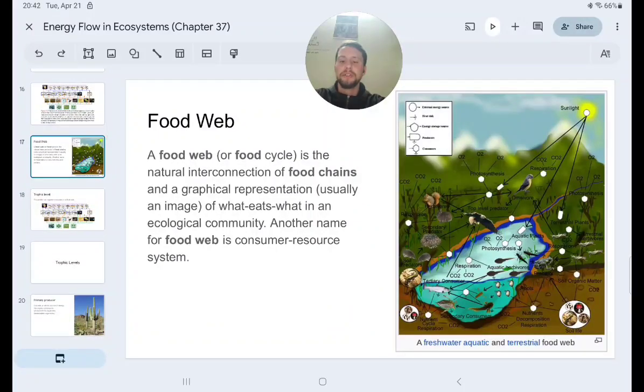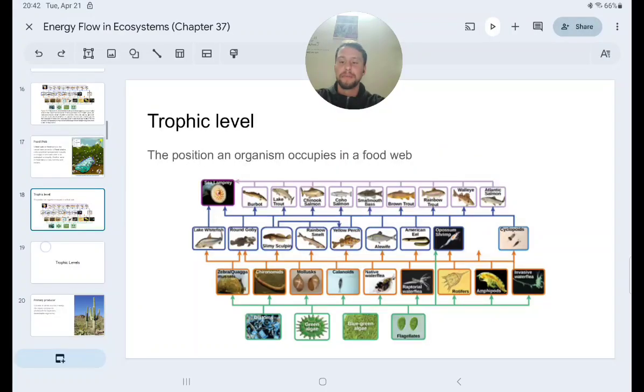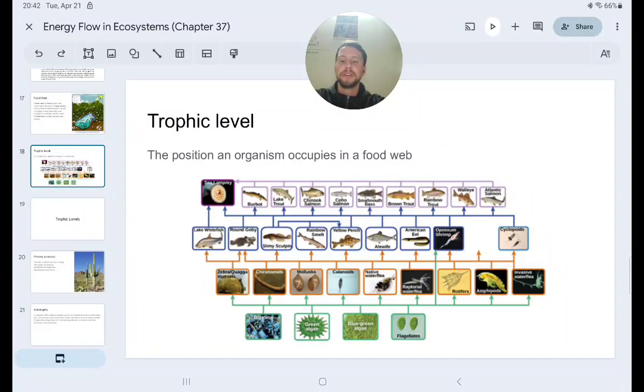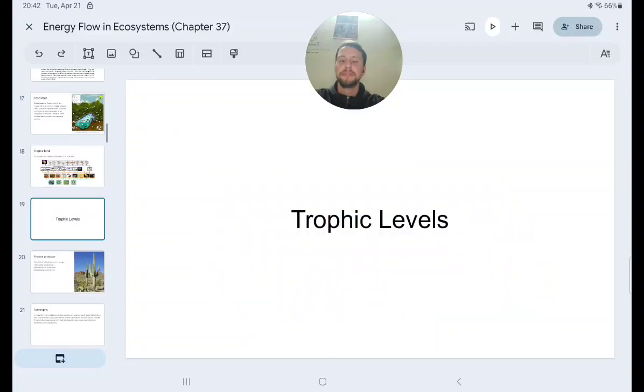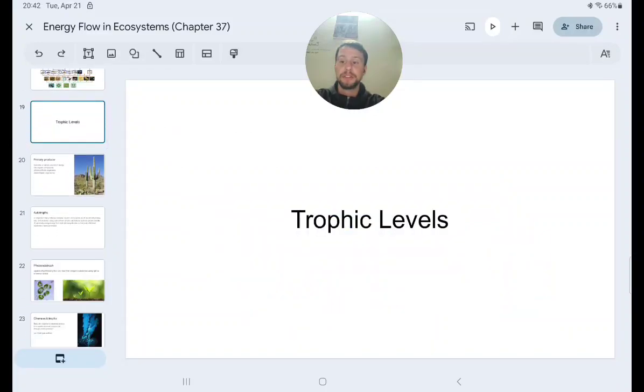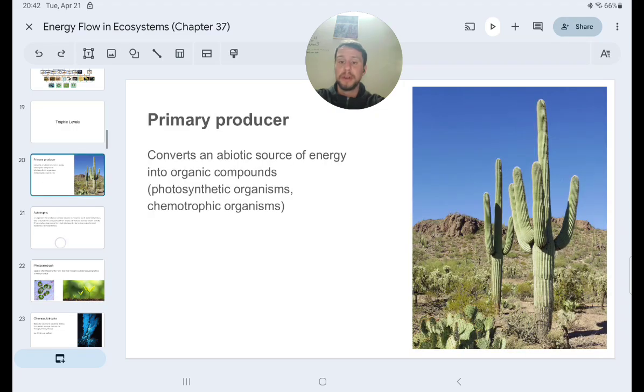This is called a food web, when we have a bunch of organisms in different trophic levels interconnected with each other. The trophic level is the position that an organism occupies in a food web. What are the trophic levels? Again, you should be familiar with these. I'm not going to explain them in too much detail, but if you have questions, let me know.